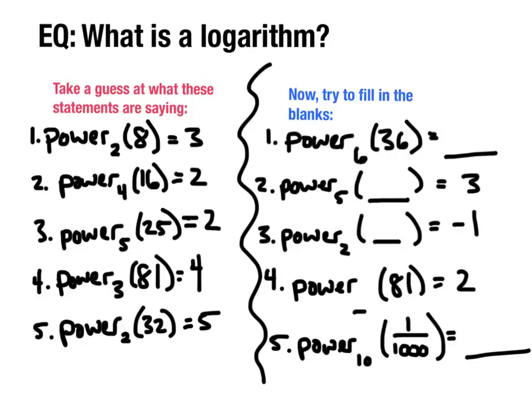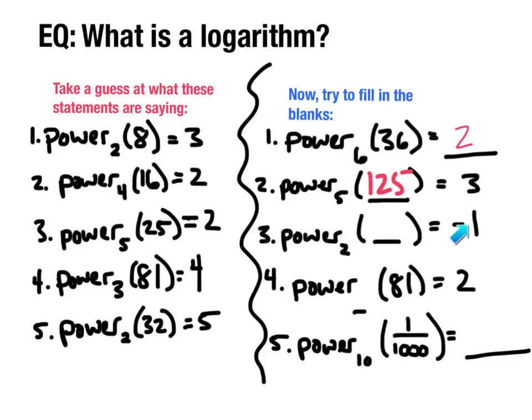Alright, so let's fill these in. So 6 to what power equals 36? 2. Yeah, 6 times 6 is 36. So 6 squared. Okay, now 5 to the third power. 5 to the third power equals what? 125.